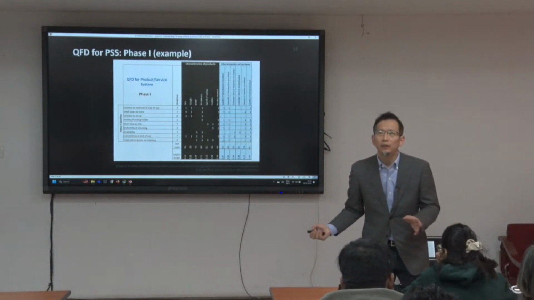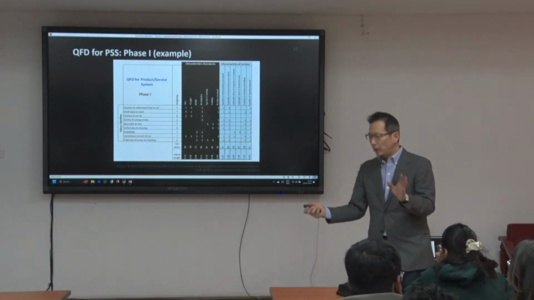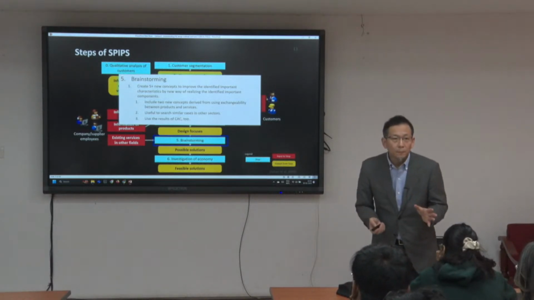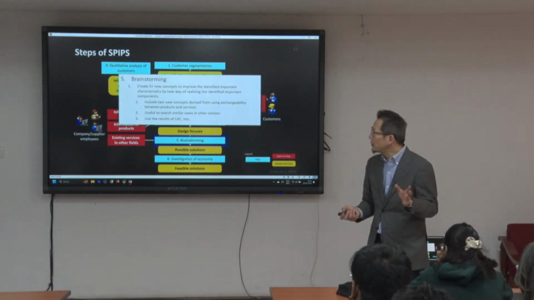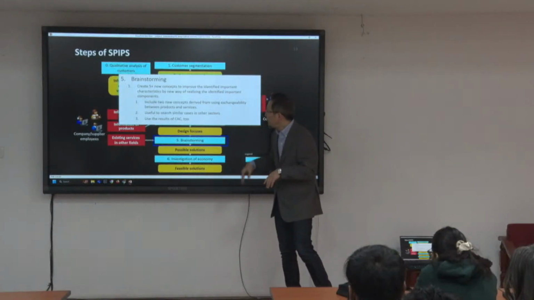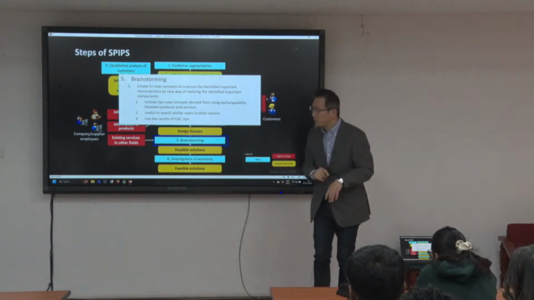Any question related to this example? Okay, great. And the outcome of such a QFD exercise is design focus, or FODC. And you should use such focuses, or FODC, for the brainstorming related to improvement. It's a designer's creative activity. Then the outcome is possible solutions.